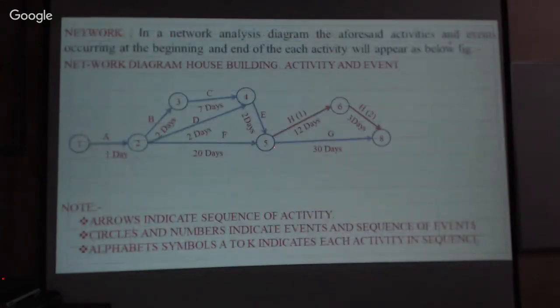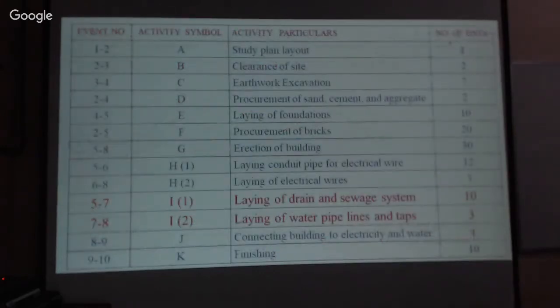Therefore, now 5 to 6, is it not 5 to 6? This is H1, that is 12 days required, and 6 to 8 is H2, that is 3 days required. Is it not? And further, if you come to the next row, that is 5 to 7, that is I1, and 7 to 8 is I2.